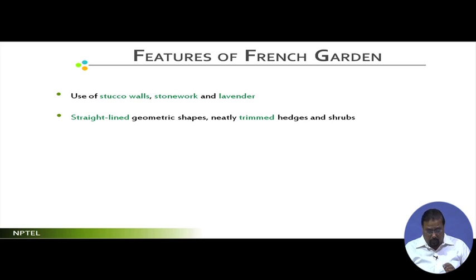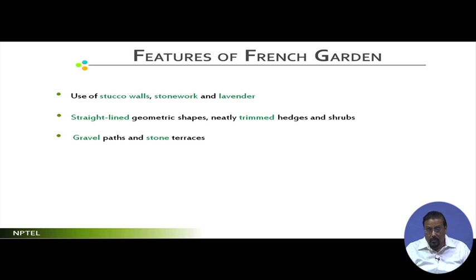Trimmed hedges and shrubs. Basically, hedges are created with very low height and very nicely interwoven shrubs. So the hedge became an element which was a contribution of the French garden, and they experimented with hedges to a great extent. Of course, there is still a trace of such hedges and the formation of different kinds of animal patterns with the hedges in the Italian garden.